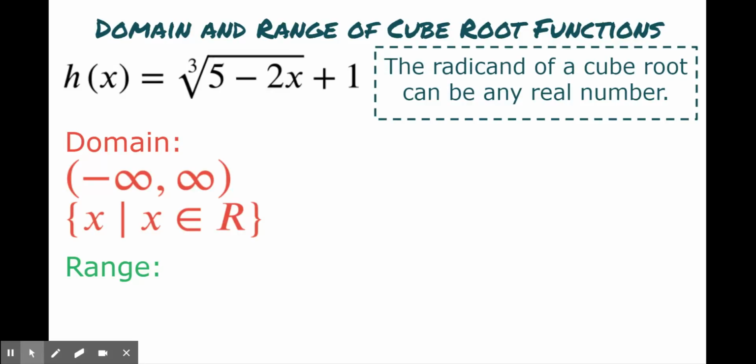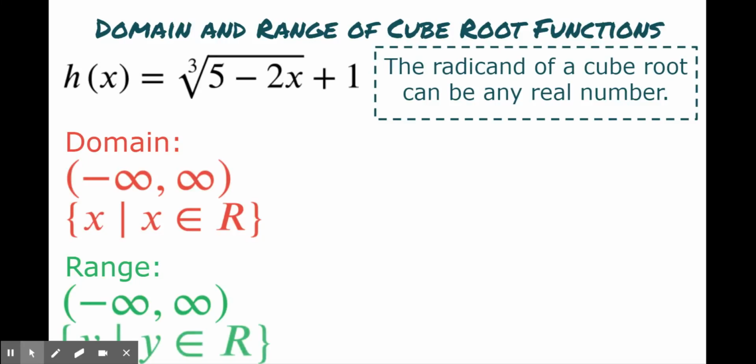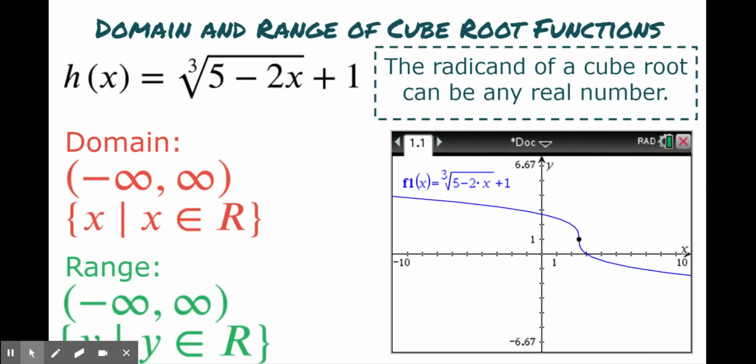And what about that shift plus 1? Will that change my range? Here, because our range for the parent function was all real numbers, the range for any transformation will also be all real numbers. Let's verify with the graph. Here, on the graph, we have a reflection in the y-axis. We shifted right 2.5 and up 1.